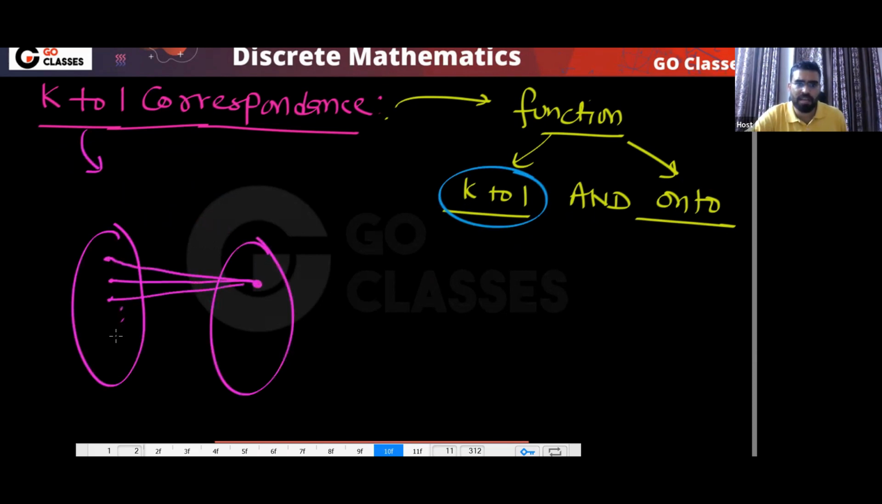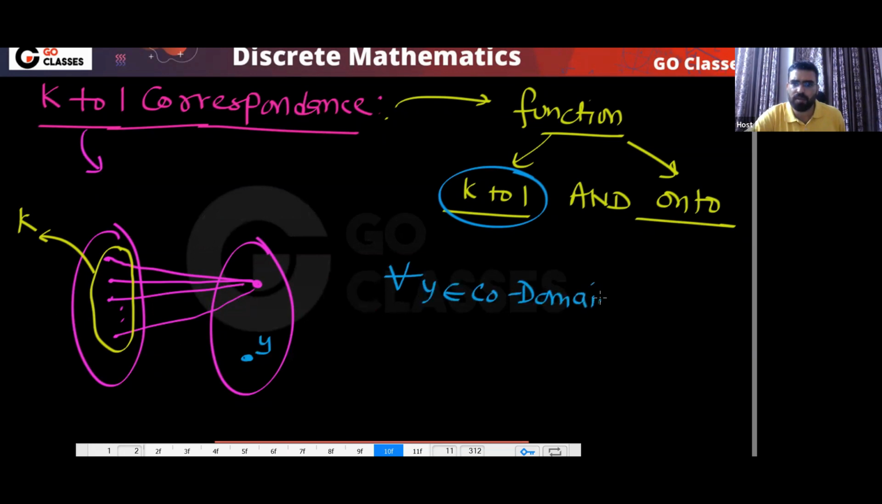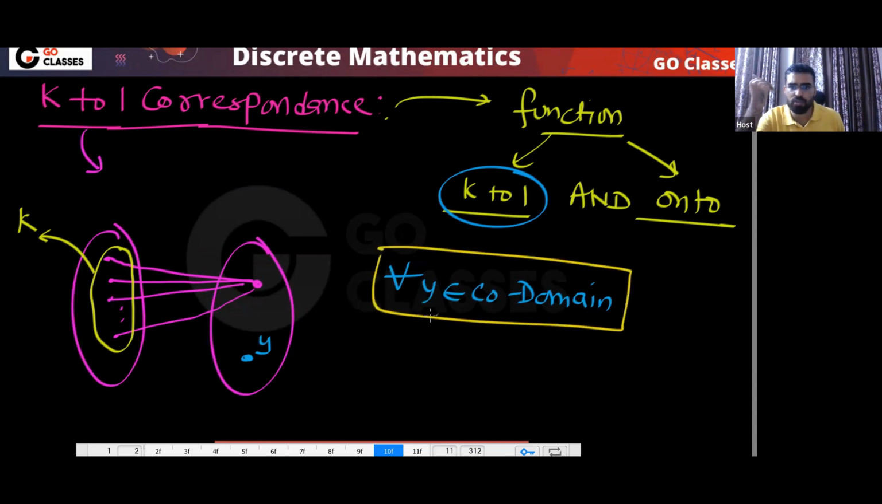Okay, so for every element you have a total of k elements. Total how many elements do you have here? K. So remember, whatever element you take, that element will have... If I take this element, then what can I say about it? For all elements of the codomain, what should happen? What should the preimage be? K preimages for every element of the codomain. For all elements of the codomain, there should be k preimages.